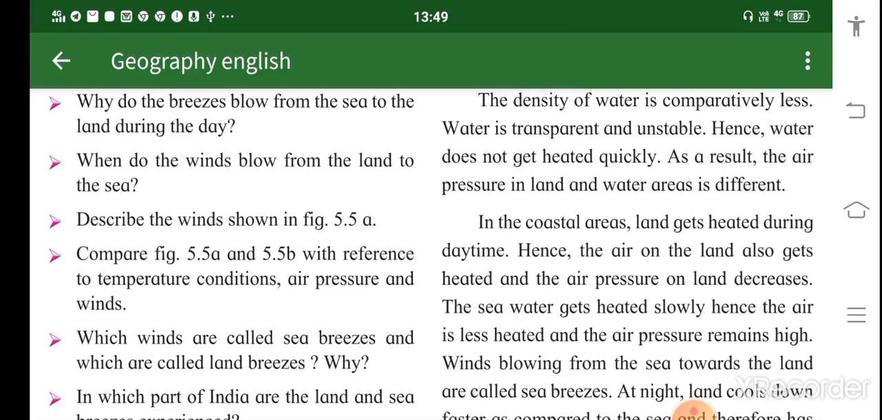In figure 5.5b, the temperature is low on the land and the pressure is high. Winds blow from land to sea. I repeat, in figure 5.5b, the temperature is low on the land and the pressure is high. Full stop. Winds blow from land to sea.